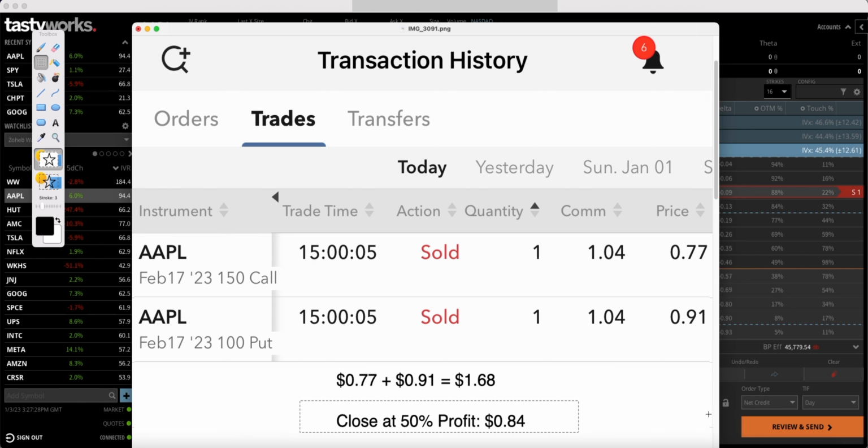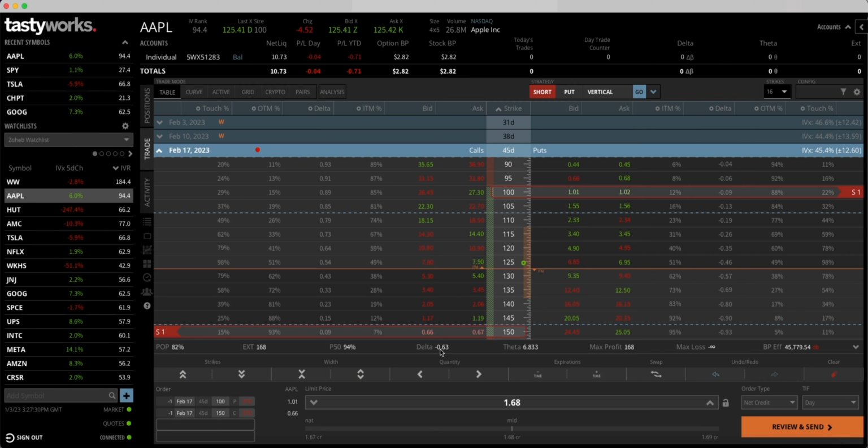So my plan on this is very simple: do nothing until I hit my 50% profit target of 84 cents, $84, or one of my strikes gets tested. I'm not going to go into in this video what happens if one of my strikes gets tested, because the next step is then to adjust the position. If that happens, I will do another video about me adjusting this position, but for now I'm keeping it where it is.